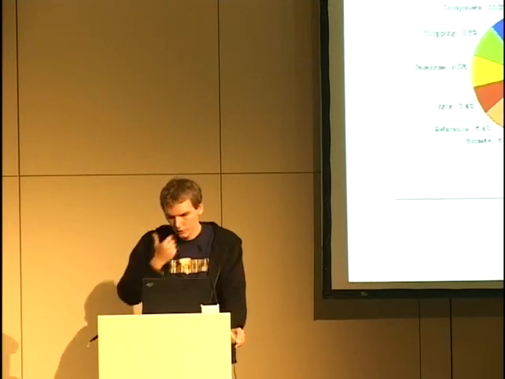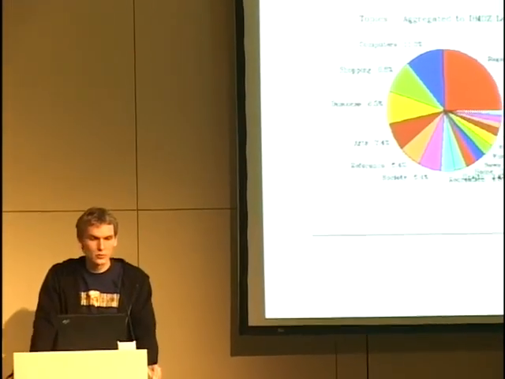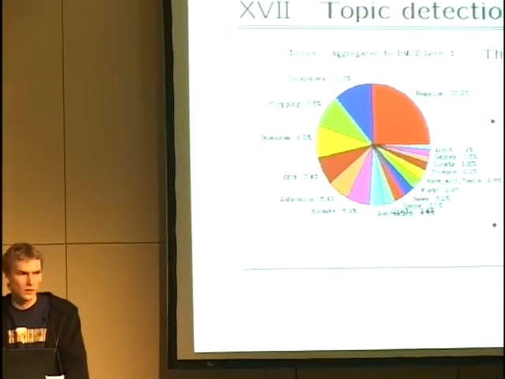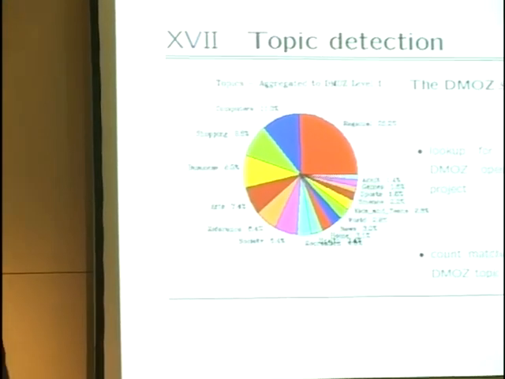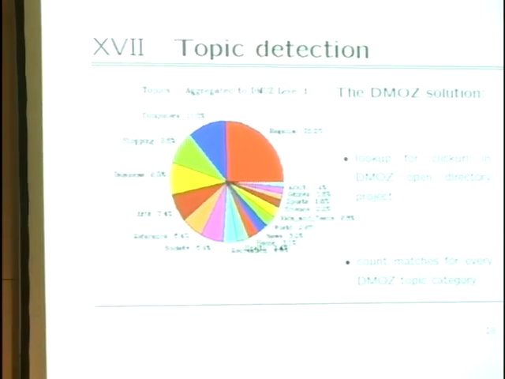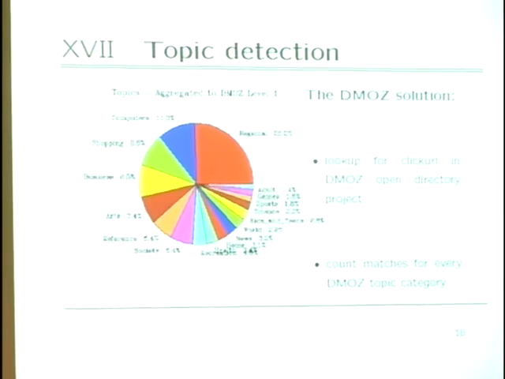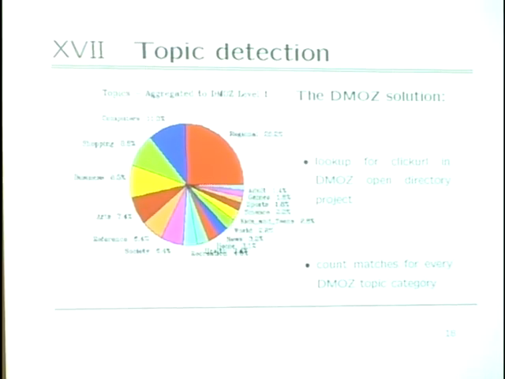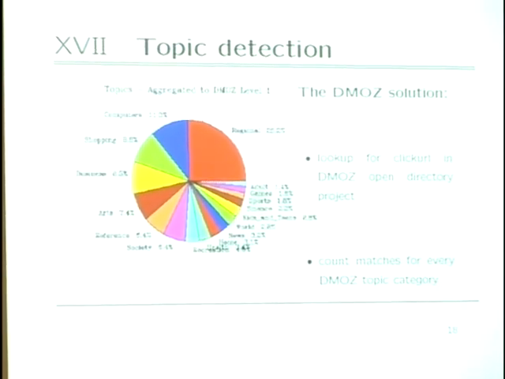Okay, we're not only interested in the frequency of a single query, we are interested in the frequency distribution of topics. So the question is, how can I detect the topic of a query? There are a number of possible solutions. I have chosen a very simple one, which I call the DEMOS solution.